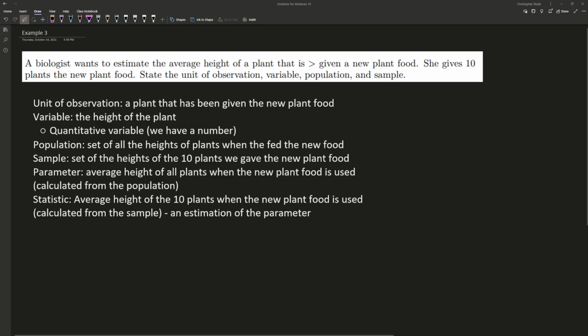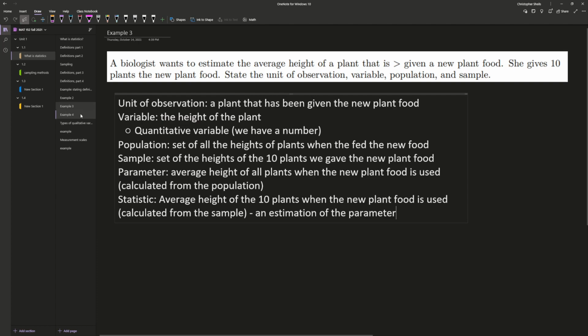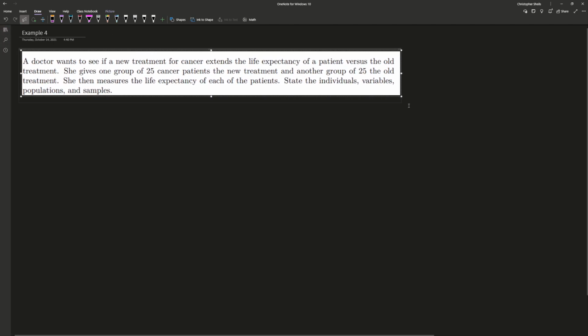Awesome. Let's move on to our next example here.